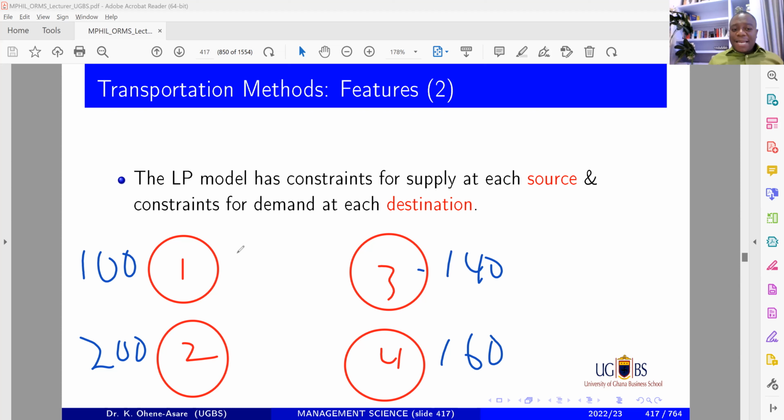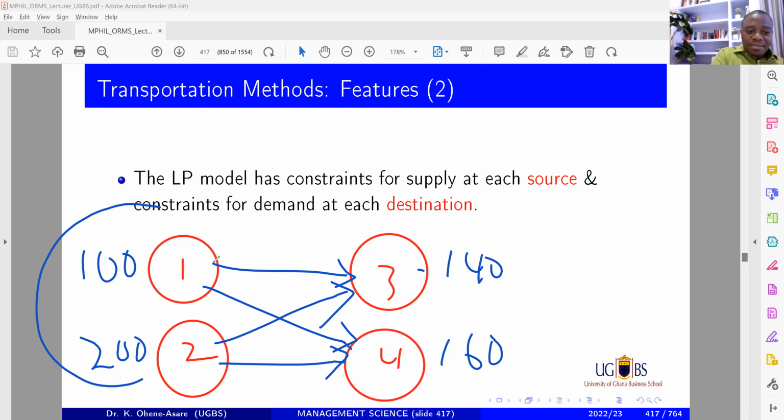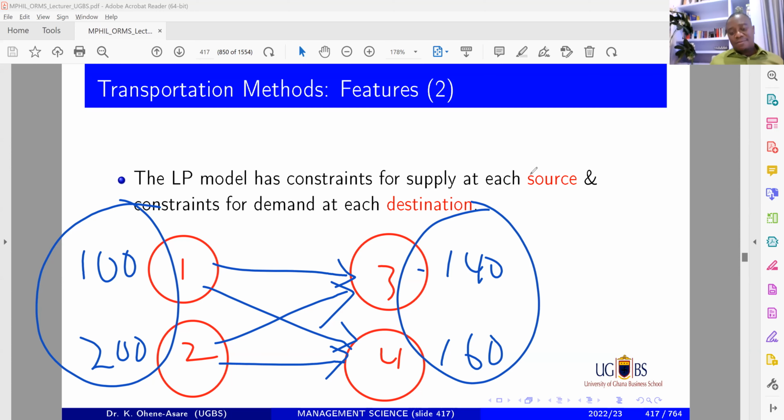Now, remember that node 1 was sent to 3. There's no question about that. Node 1 will also send to that. Node 2 will send to 3, and node 2 will also send to 4. In this context, check the total number here. The total supply. What is the total supply? You can tell me the answer. And what is the total demand? What is the total supply? 300. And the total demand? 300. I deliberately made it like that.